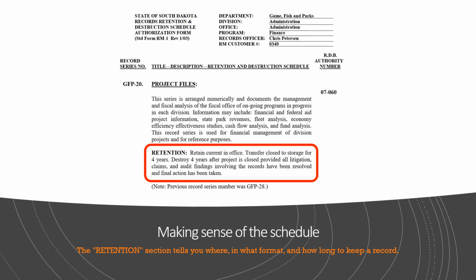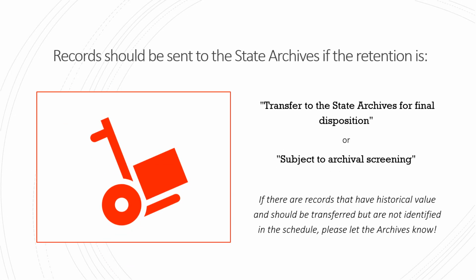The retention period for the series is listed at the end of the entry. It will tell you where, in what format, and how long to keep a record. If the retention says transfer to the state archives for final disposition or subject to archival screening, those records should be transferred to the state archives. These record series have been identified by the state archivist as having permanent historical value. If your agency creates other record series that you believe have permanent value but are not identified in the retention schedule, please let the archives know.